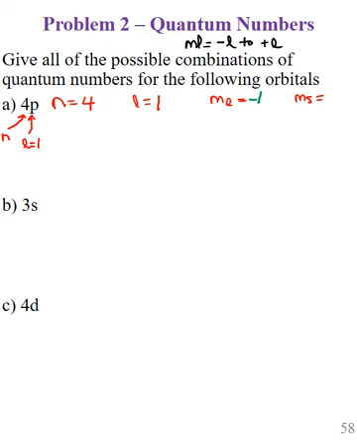And then M sub S tells you the spin, and I'm going to cheat, in a sense, and just say plus or minus 1/2, because it can have a positive spin or a negative spin, clockwise or counterclockwise. Okay, now that is one possible combination that 4P could have. Another combination, let's do that one.